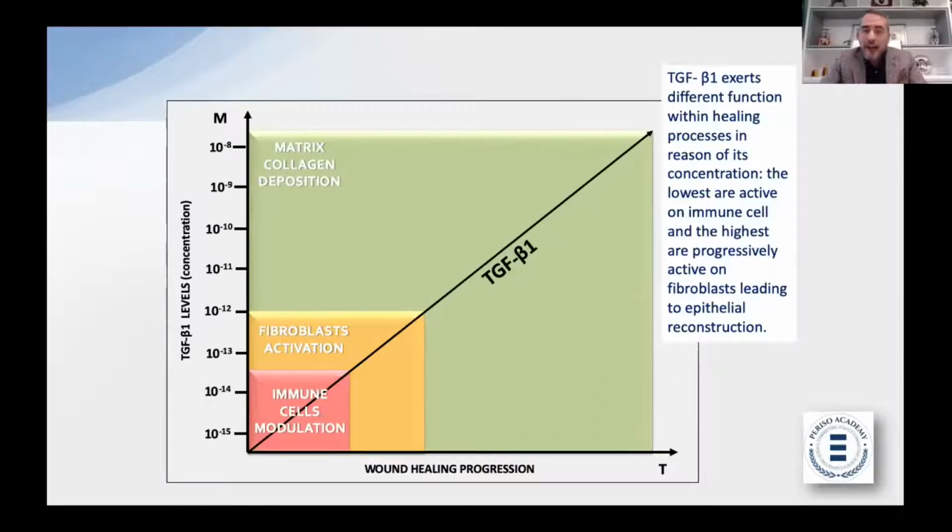After activation of fibroblasts, it's important to regenerate tissue damaged by disease, and after that is really the problem. Matrix collagen deposition increases, and at that moment fibrosis in the tissue is really, really a problem.